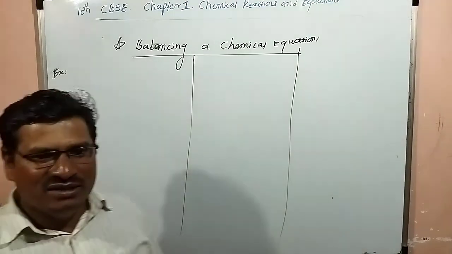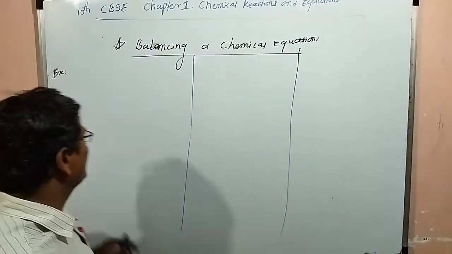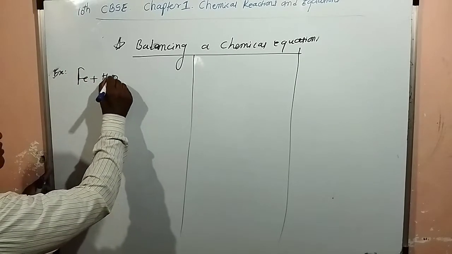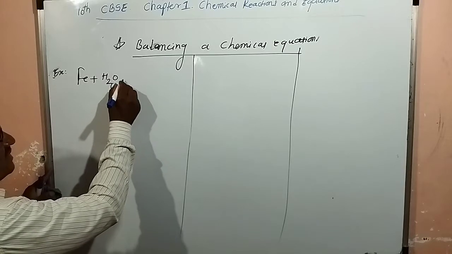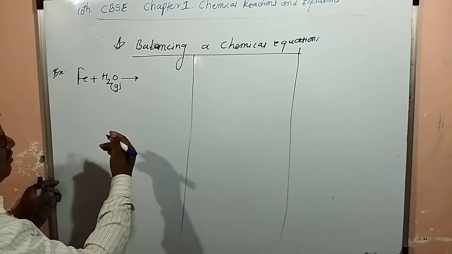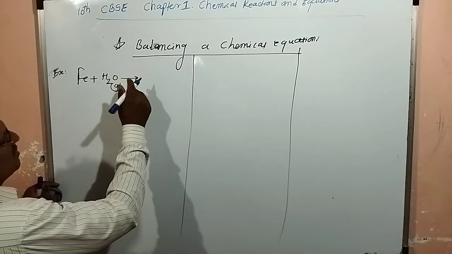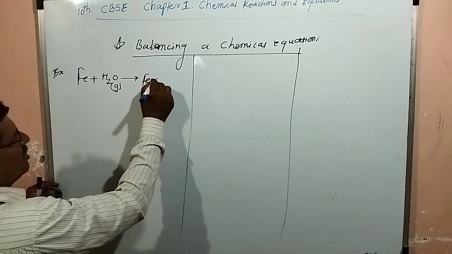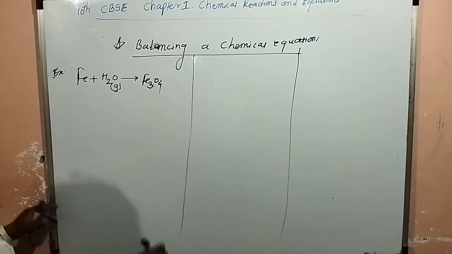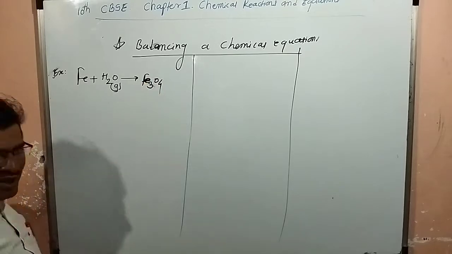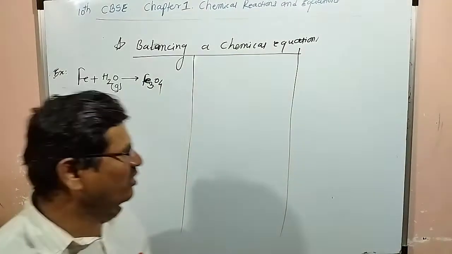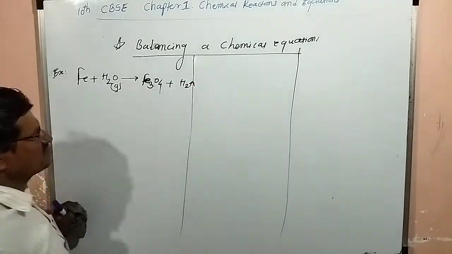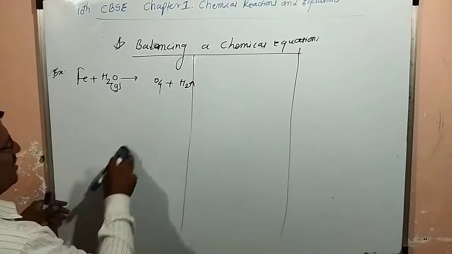So Fe plus H2O. Iron plus water vapor, in the gaseous state, will form Fe3O4, and hydrogen gas will be given out. So I will write it clearly here.